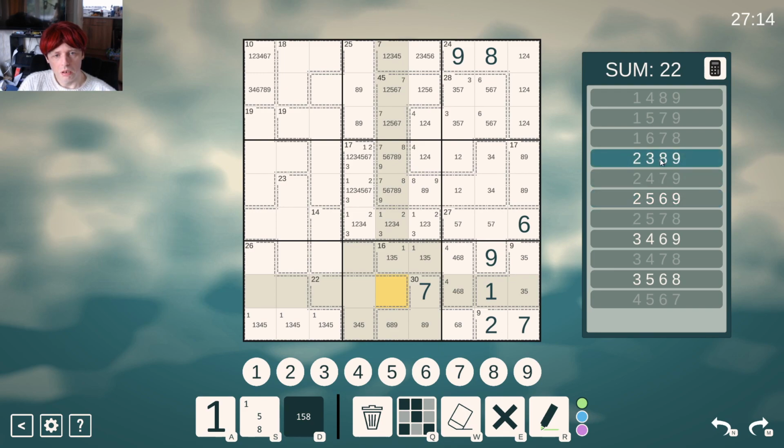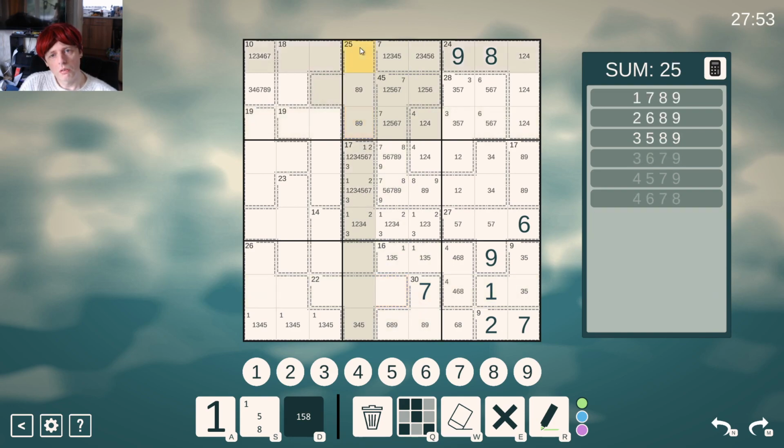Well, that can't be. It can't have 8 and 9 in it now. It still could because of that, actually. Can we have a 7 in there? We can have a 7 in there.